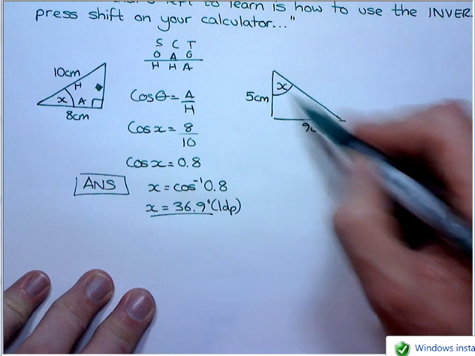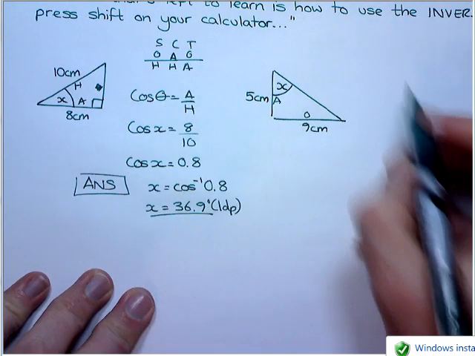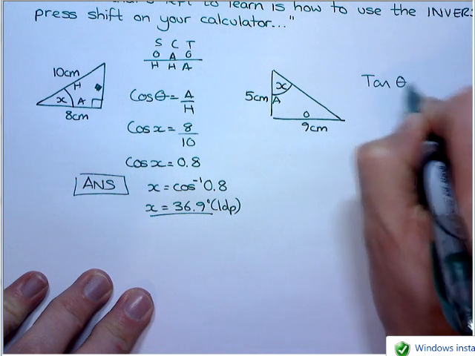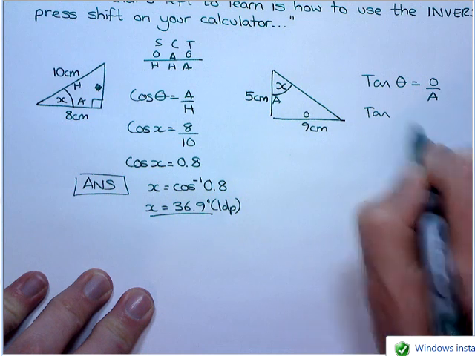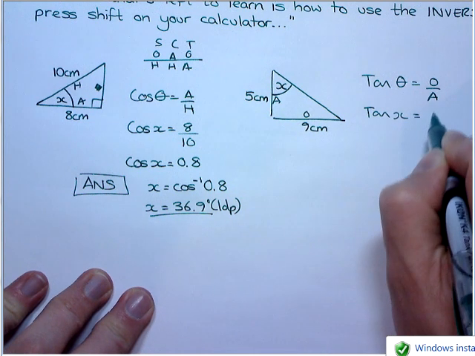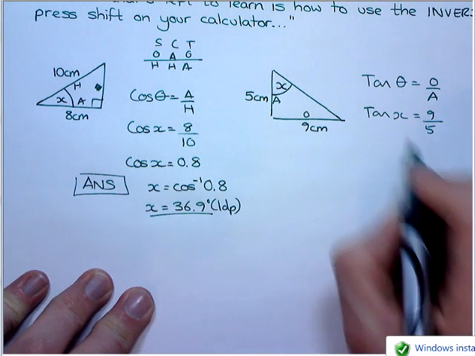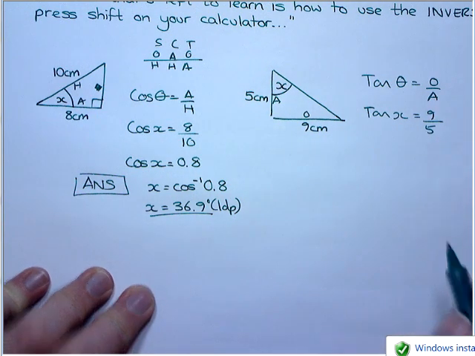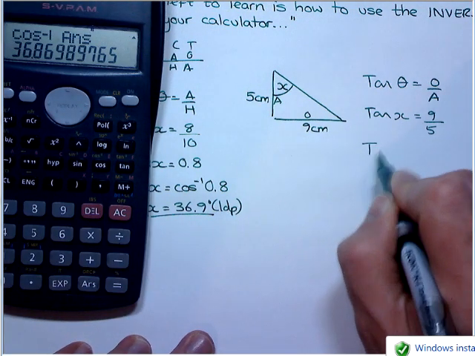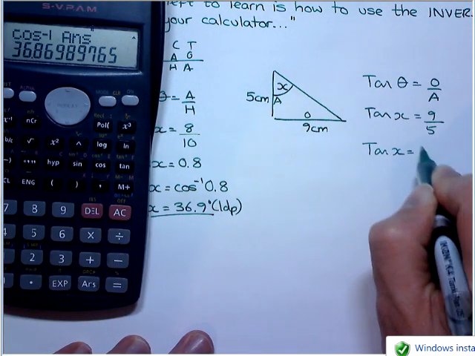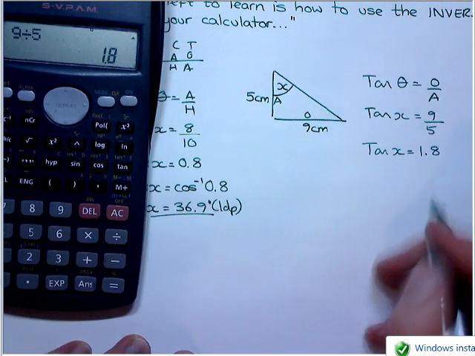Now if we do this one as well, we've got the opposite and the adjacent, so it has to be tan. So tan of the angle is opposite over adjacent. Pop the numbers in. So the angle is x, the opposite was 9, and the adjacent is 5. Now again, you should be able to work that out quite simply. That's 1.8, so tan of x is 1.8. Just check my maths, yeah.